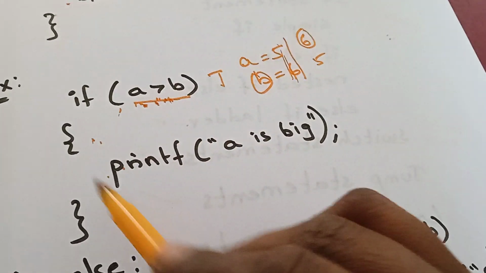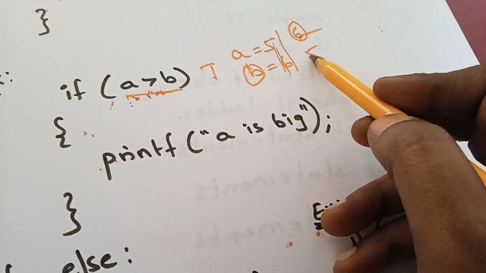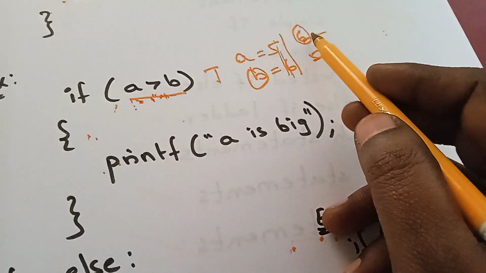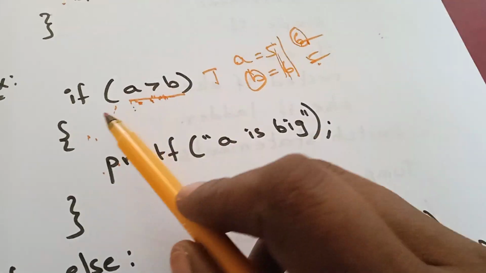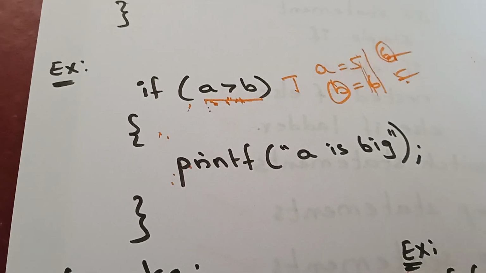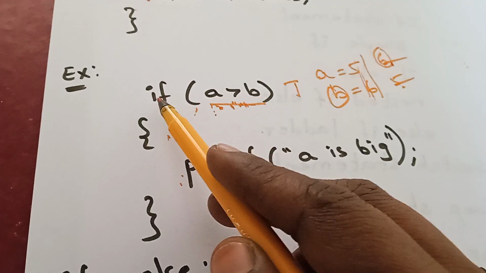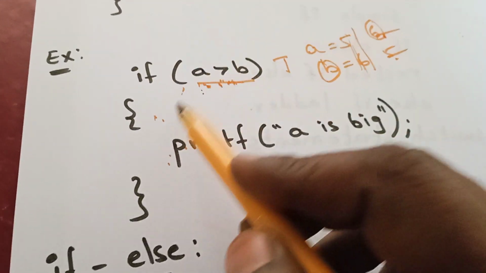As far as this example is concerned, A is given the value 6, B is given the value 5. So 6 is bigger than 5. Now we'll come inside to print A is big. So this is simple if. And don't ever try to use capital letters. Please use only small letters because C is case sensitive.